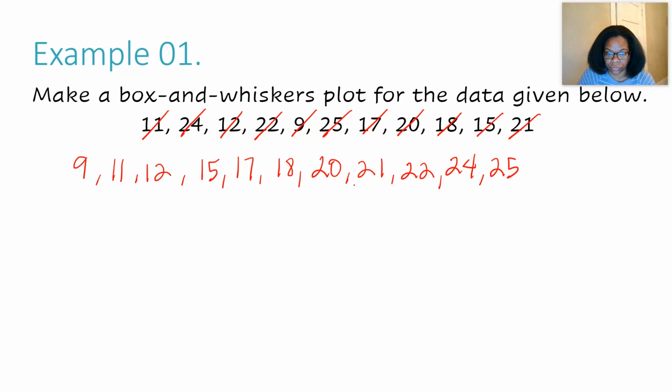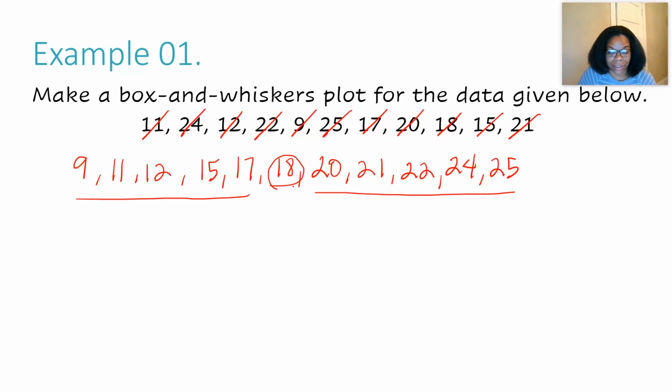So I'm going to say 1, 2, 3, 4, 5. I'm actually going to just underline those. And then 1, 2, 3, 4, 5. And then I'm going to underline these. And that means my median is 18.